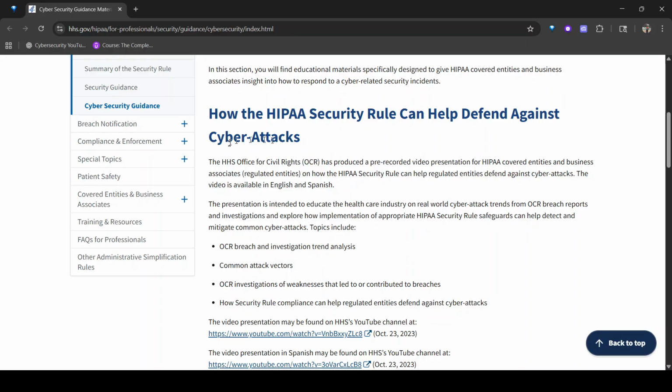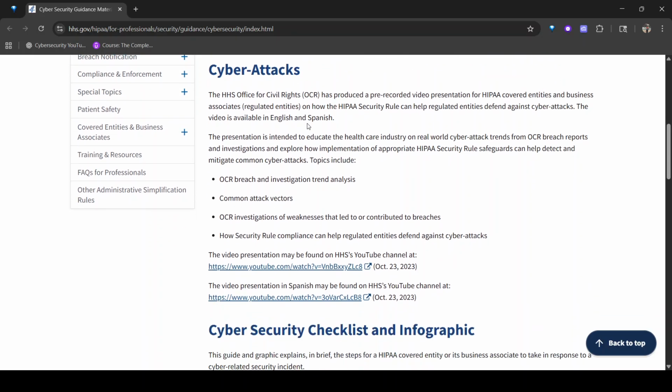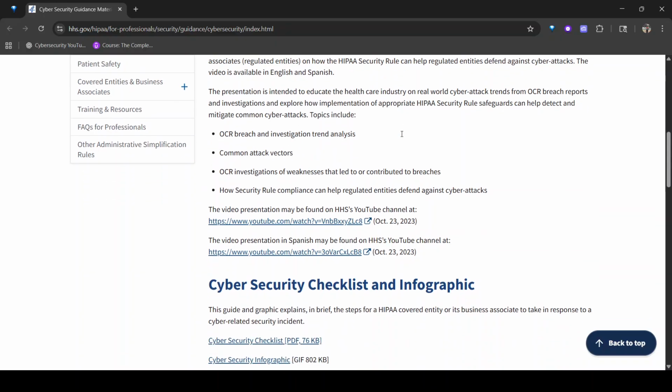Now, how the HIPAA security rule can help defend against cyber attacks. The HHS Office for Civil Rights, or OCR, has produced a pre-recorded video presentation for HIPAA-covered entities and business associates, or regulated entities, on how the HIPAA security rule can help regulated entities defend against cyber attacks. The video is available in English and Spanish.